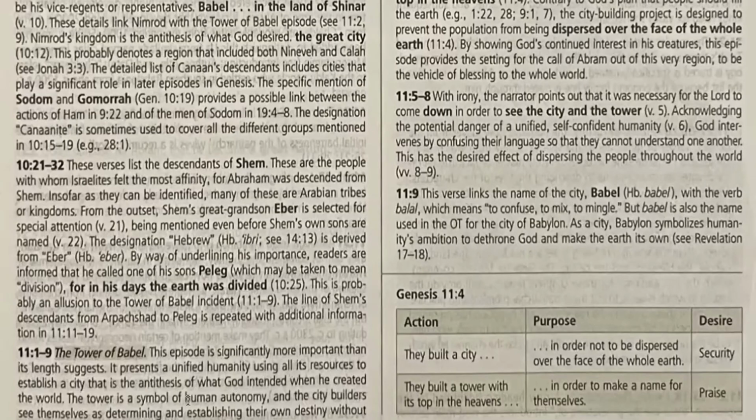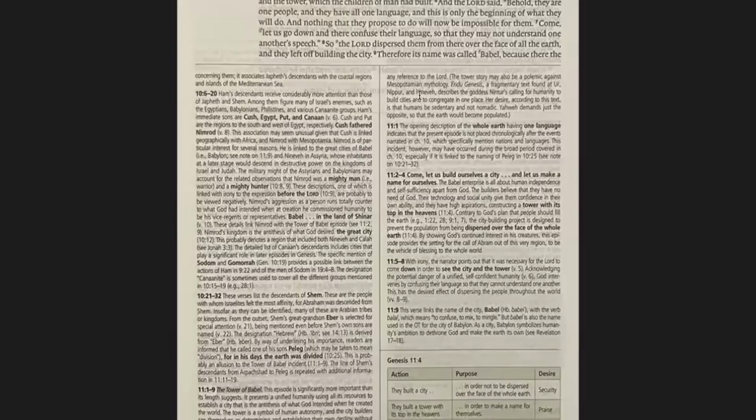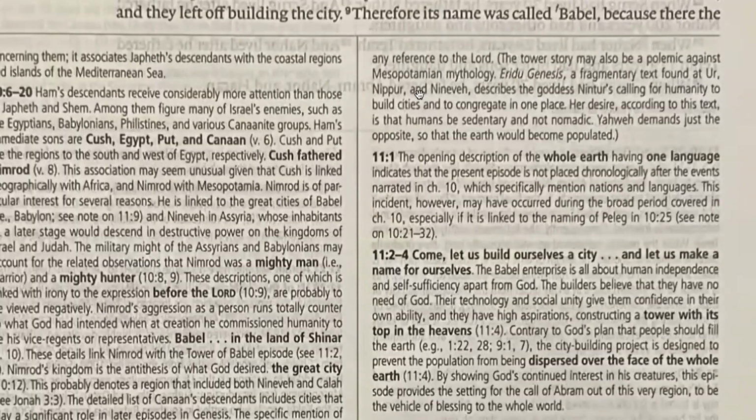The tower is a symbol of human autonomy, and the city builders see themselves as determining and establishing their own destiny, without any reference to the Lord. The tower story may also be a polemic against Mesopotamian mythology.